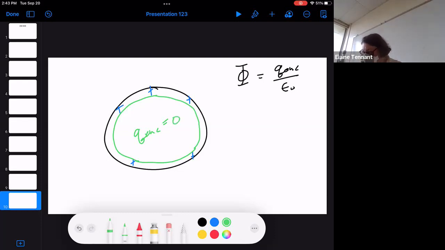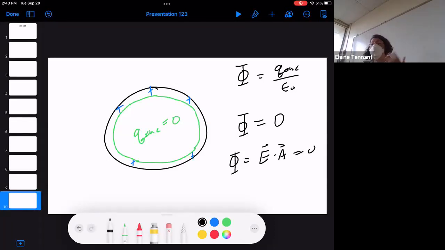Okay, so what is the flux through the sphere? Also 0. And since flux is also equal to E dot A, and there's definitely an area here, so my A isn't equal to 0, what does my E have to equal? 0. So can there be electric fields inside of conductors? No, that is the correct answer.